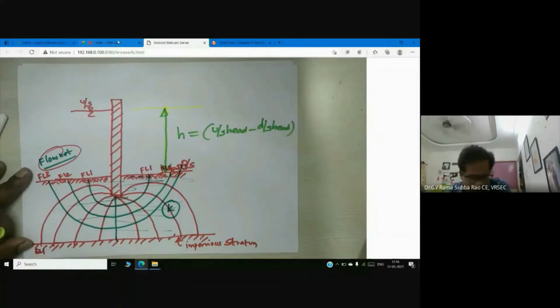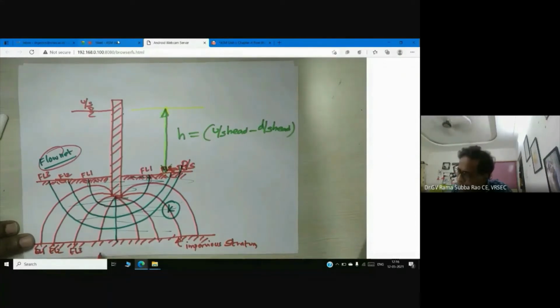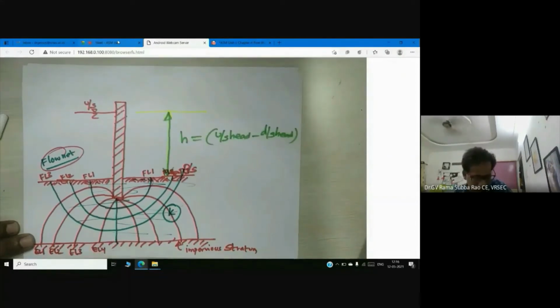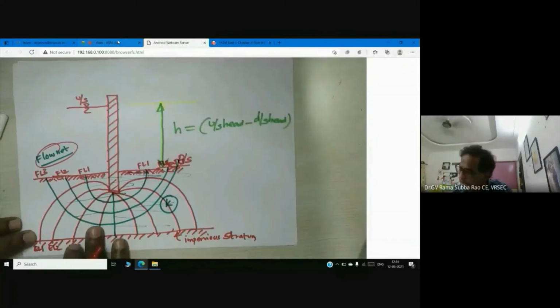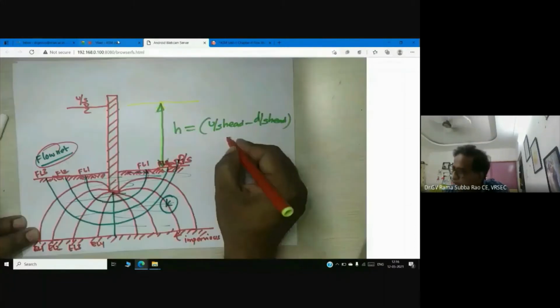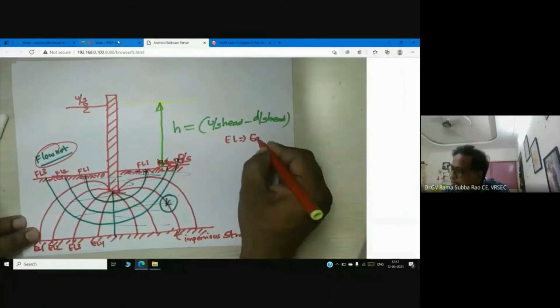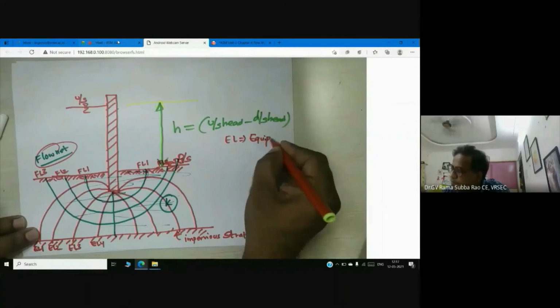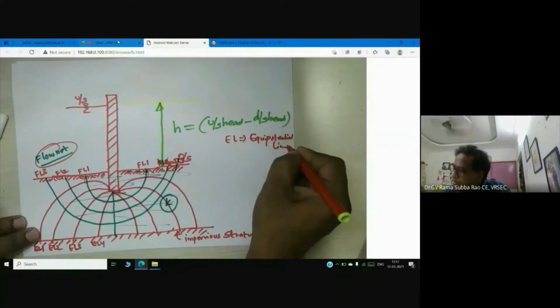Now it is time to discuss EL2, EL3, EL4. So this is about the equipotential lines. EL means equipotential line, FL means flow line. I will write here, EL means equipotential line, FL means flow line.